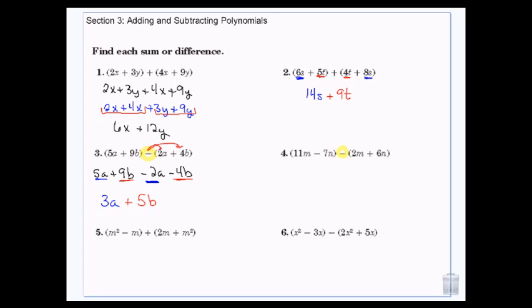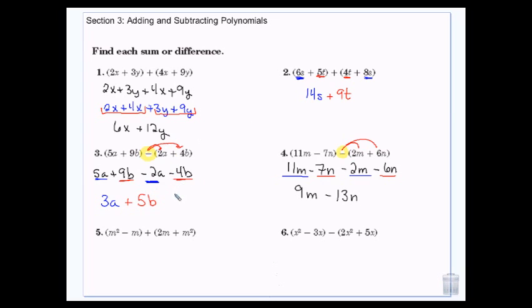Again, I have subtraction, so I need to distribute it. So 11m minus 7n stays the same, and then this becomes negative 2m and negative 6n. 11 minus 2 is 9. Negative 7 and negative 6 is negative 13. Okay.